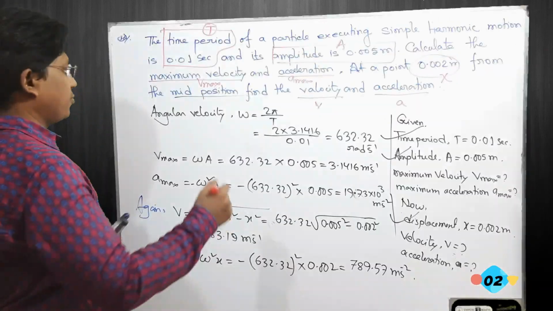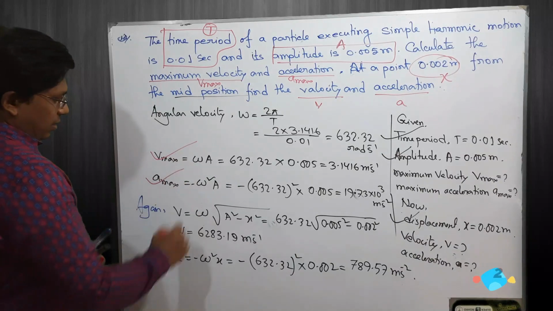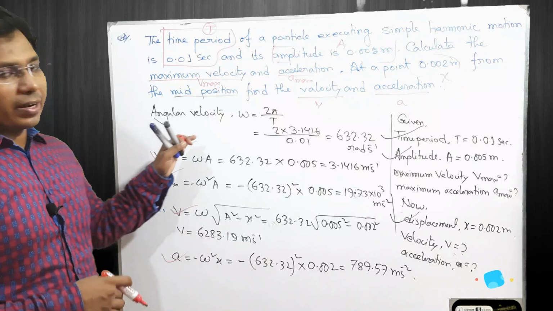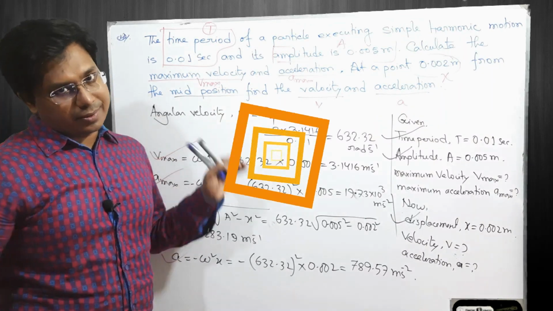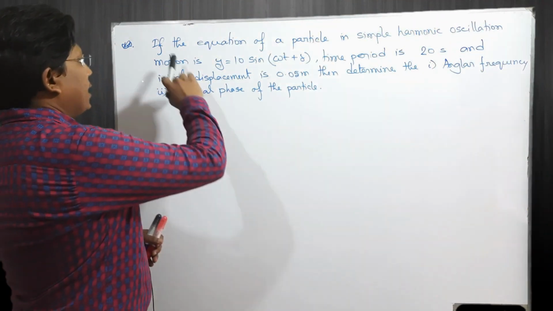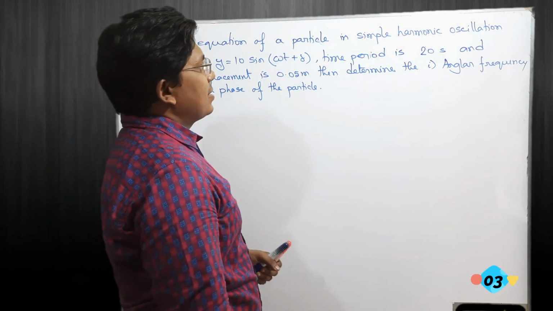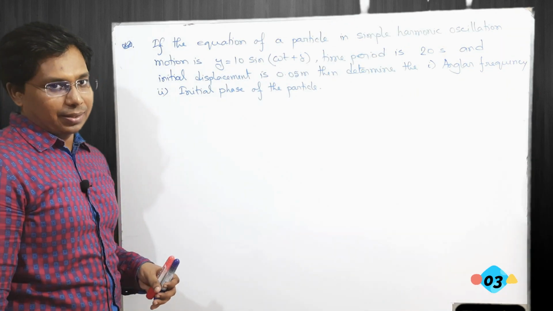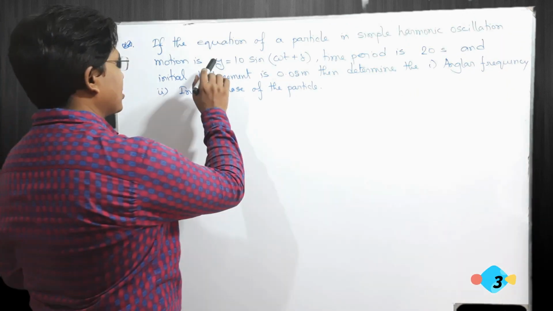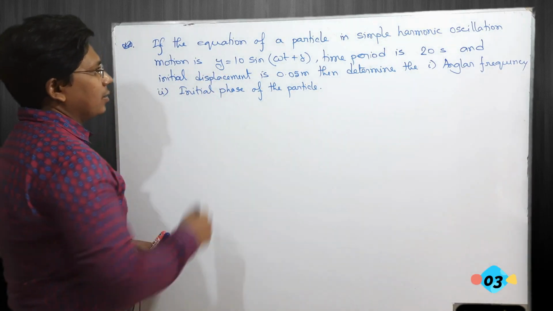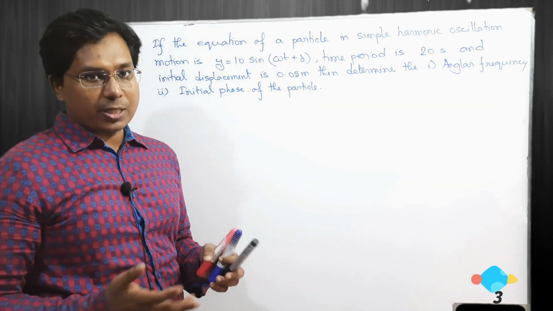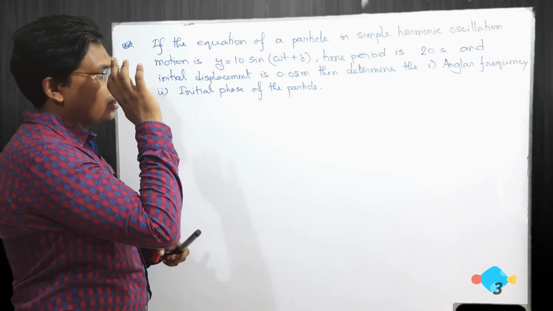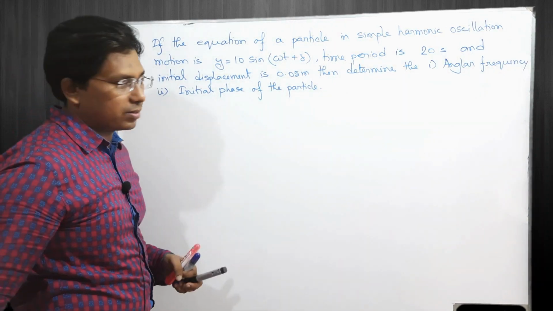Now, this is the answer for maximum velocity, acceleration, the normal velocity and the normal acceleration. This is a very important math to learn the use of the equations. Follow on. If the equation of a particle in simple harmonic oscillation motion is y equal to 10 sine omega t plus del, you may be surprised why the displacement is denoted by y. It is possible to express displacement by x or by y also. So displacement here is marked by y, so you can carry on and work through the math.